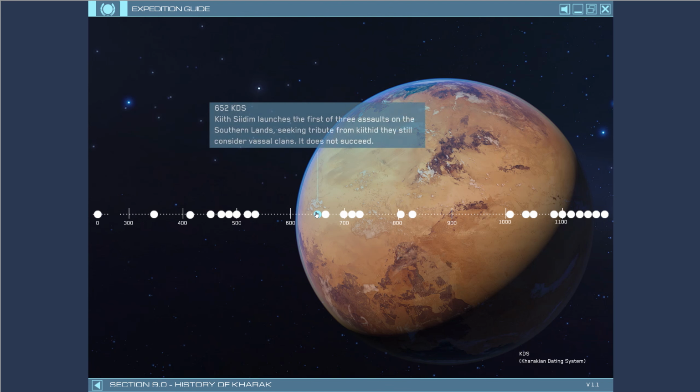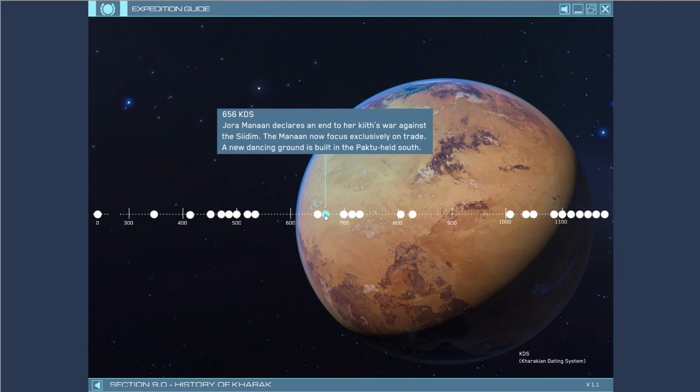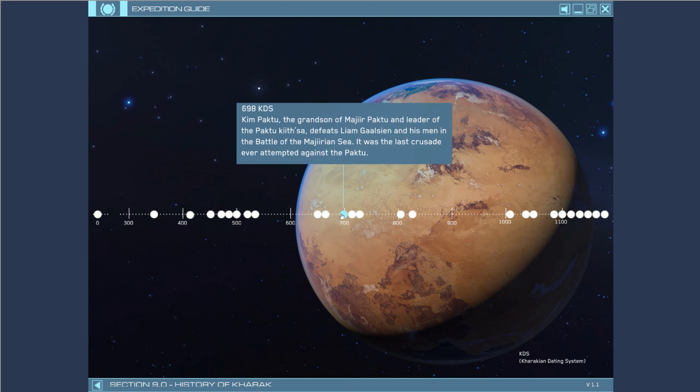In 656, Jorah Manan declares an end to her kith's war against the Sidim. The Manan now focuses exclusively on trade, and a new dancing grounds is built in the Paktu-held south. In 698, Kim Paktu, the grandson of Majir Paktu and leader of the Paktu Kissa, defeats Liam Galcian and his men at the Battle of the Magirian Sea. It was the last crusade ever attempted against the Paktu.